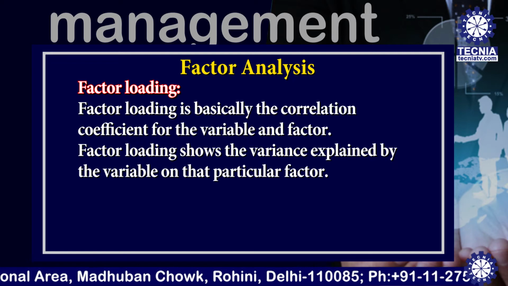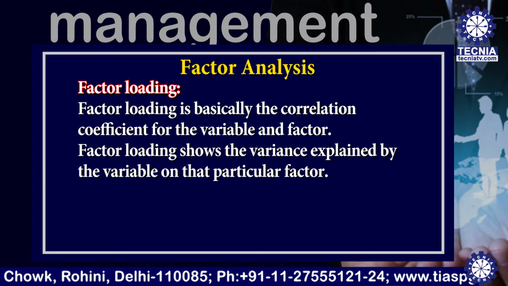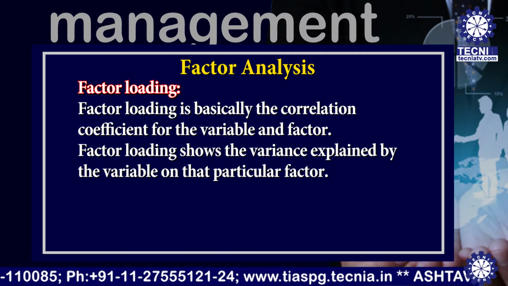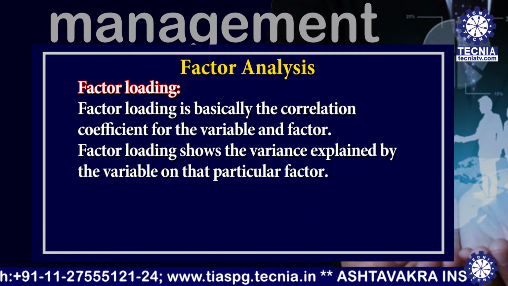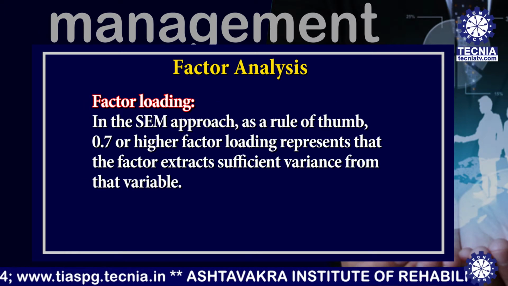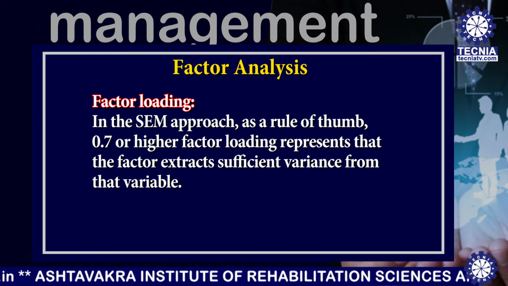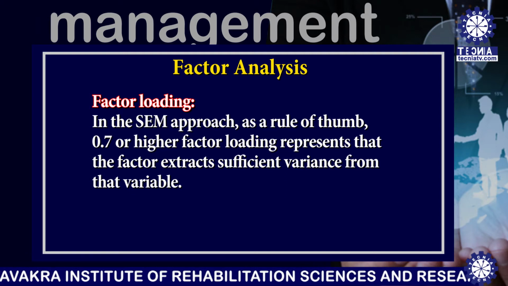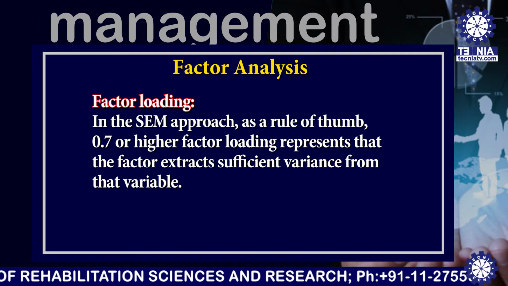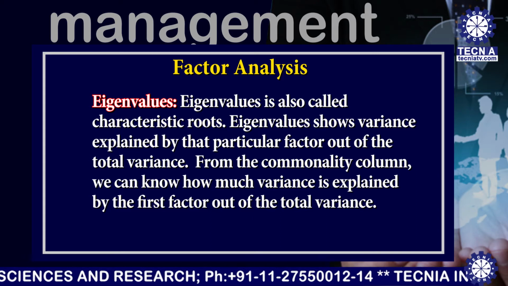Another one, factor loading. Factor loading is basically the correlation coefficient for the variable and factor. Factor loading shows the variance explained by the variable on that particular factor. In the SEM approach, as a rule of thumb, a factor loading of 0.7 or higher represents that the factor extracts sufficient variance from that variable.